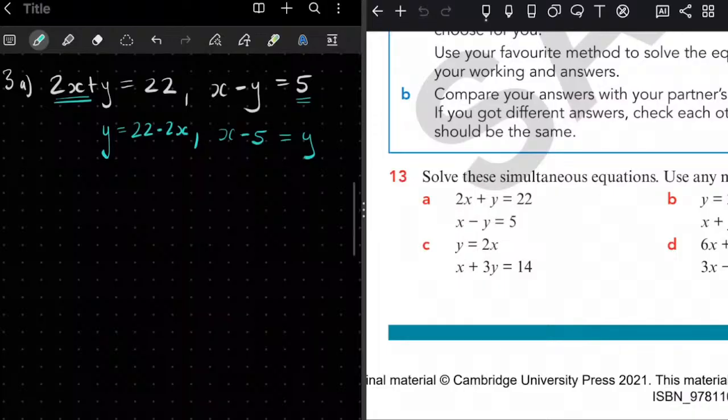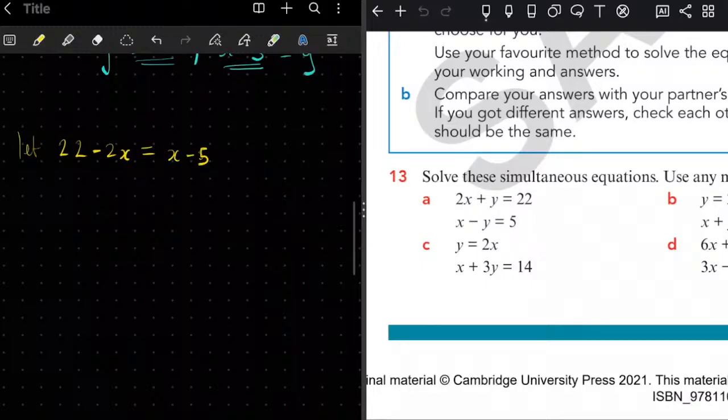So now you know what y is. The first y is 22 minus 2x. The other y is x minus 5. So you can now write to say, let 22 minus 2x be equal to x minus 5. Now you should solve. How do you solve?